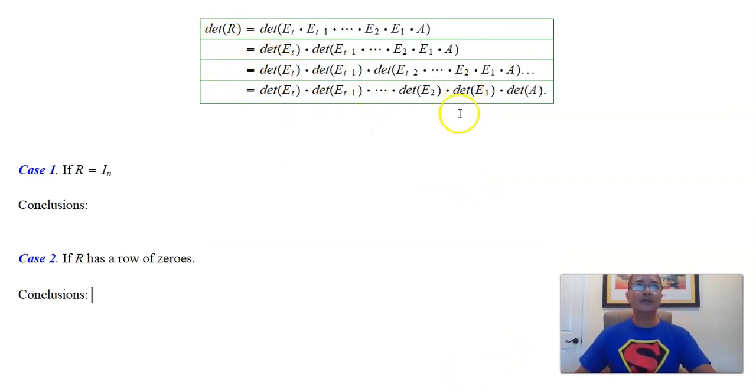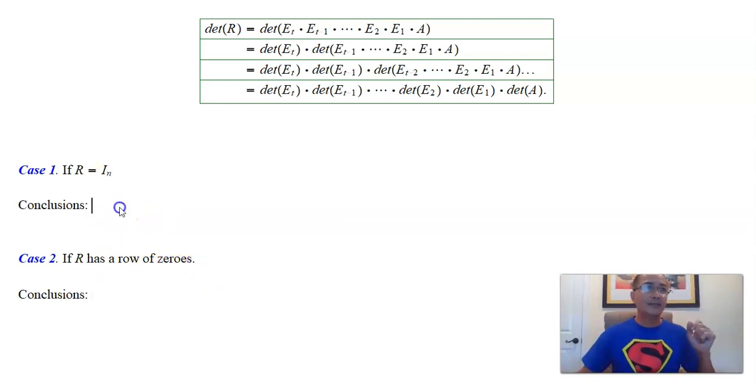Okay, so what are we going to do with this formula? We are going to split our analysis into two possible cases. So this was the first theorem that we reviewed, I do believe. We said that there are two possible REFs for a square matrix. It can either be the identity matrix or it will have a row of zeros.